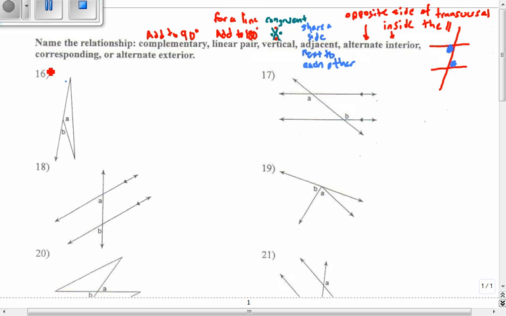All right, corresponding. Again, same relative location. So by same relative location, we mean if one's top right, the other one's top right. We got top right, or bottom left, bottom right, bottom right.